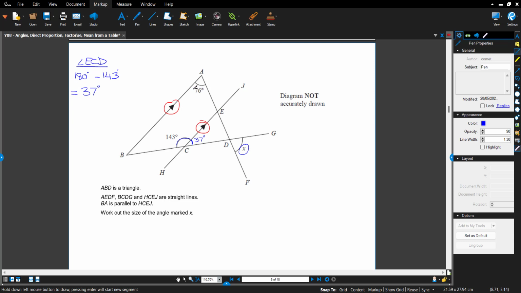Now, these guys are parallel. So what would you know about this angle here and that angle there?